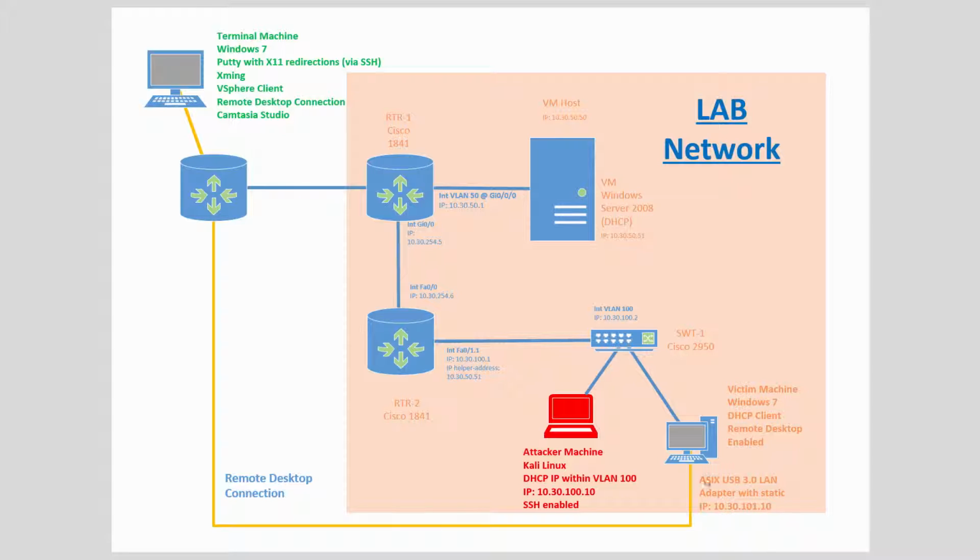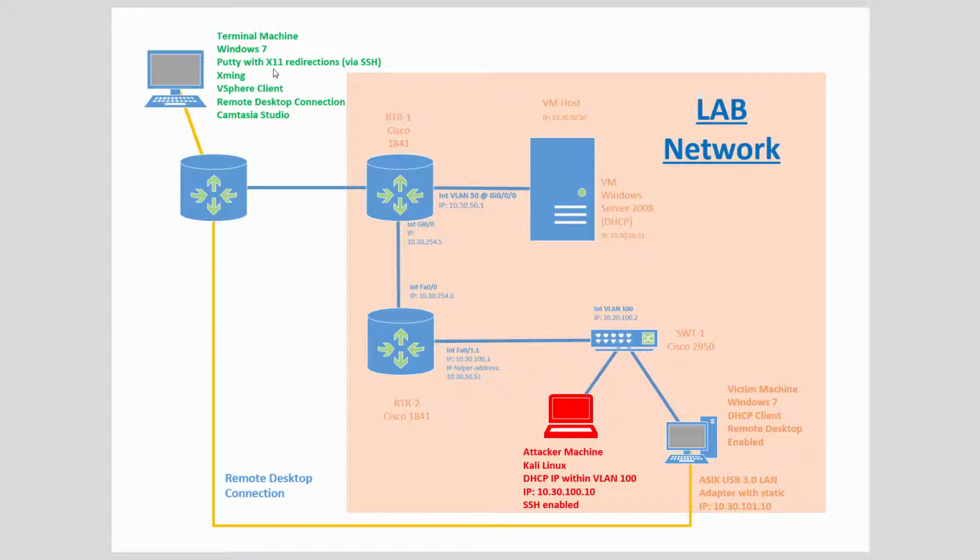That setup allows me to use a remote desktop connection from my terminal machine, so I can show you how that PC communicates during the DHCP negotiation process. I also use a terminal machine, which is a Windows 7 laptop, and on that laptop I've got PuTTY configured with X11 redirection.